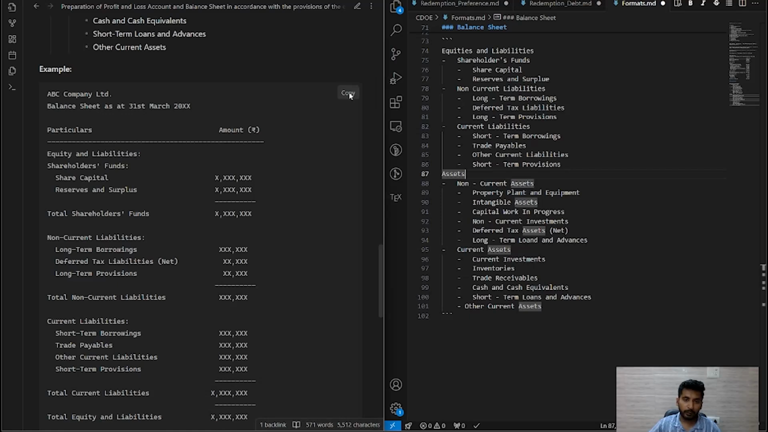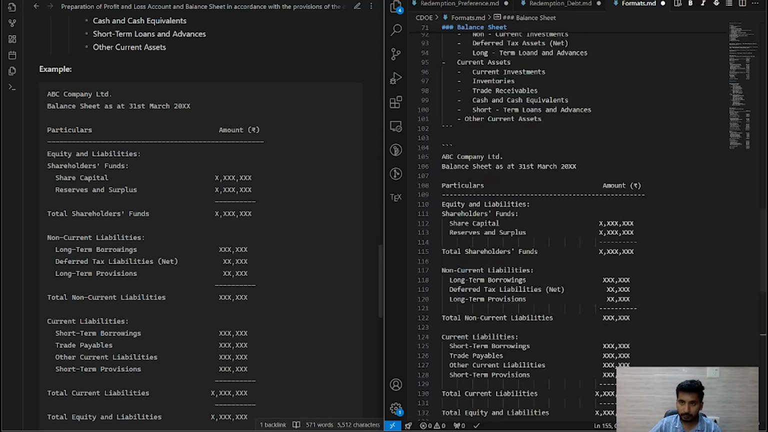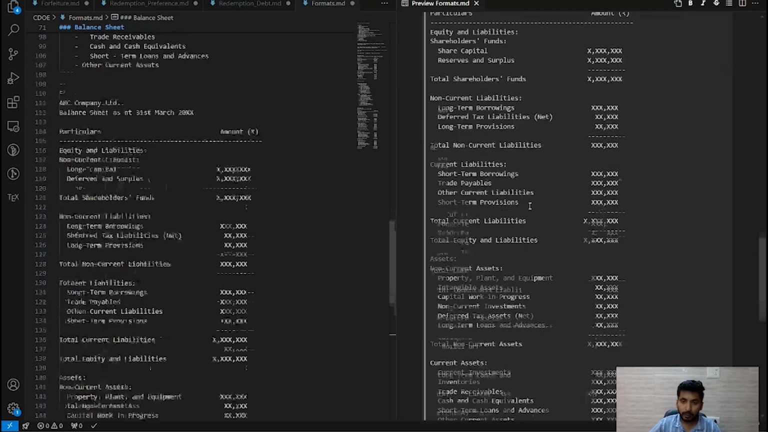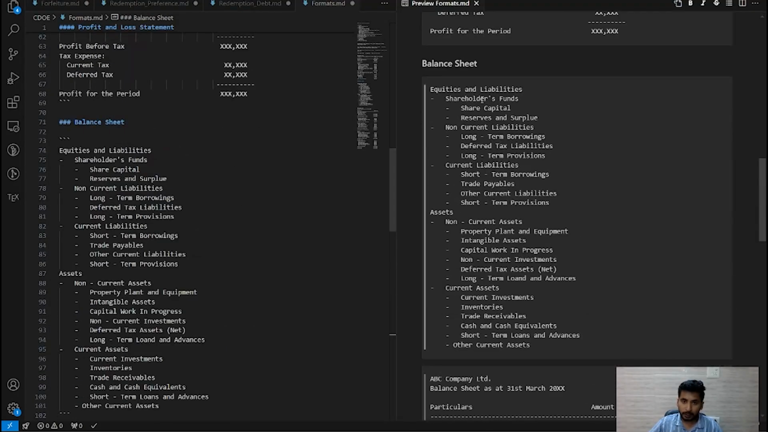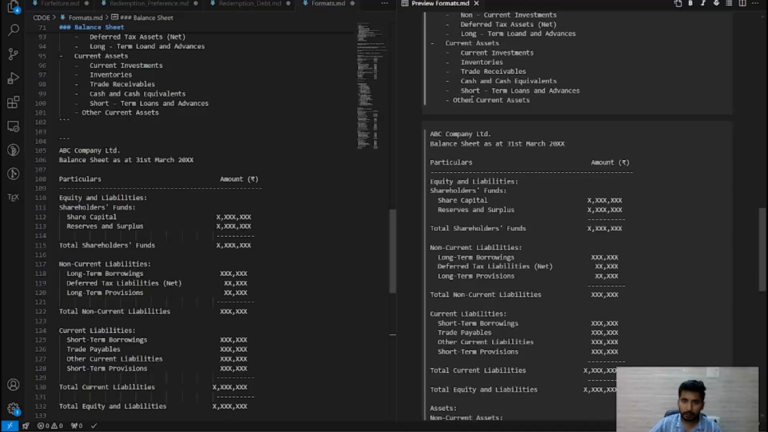Keeping a look at the format of the ABC company, let us just mark it down in here. It will be like this. Looking at it in the open view, these are the things which are included in the balance sheet, and how they are bifurcated is like that.